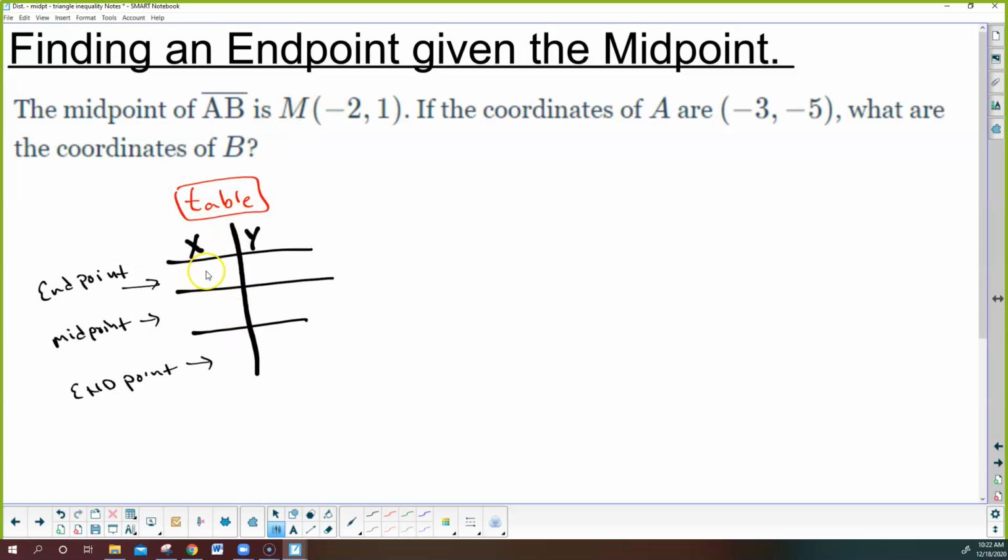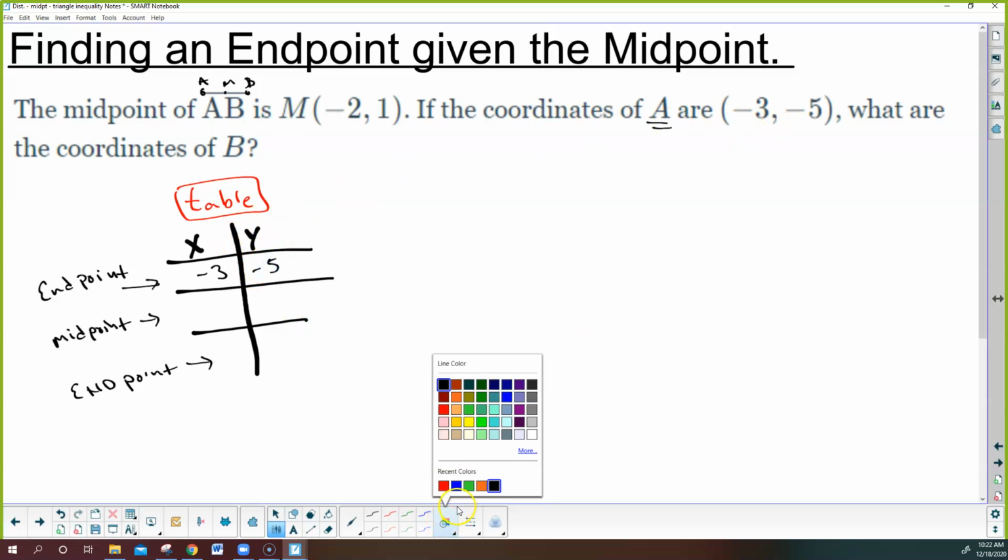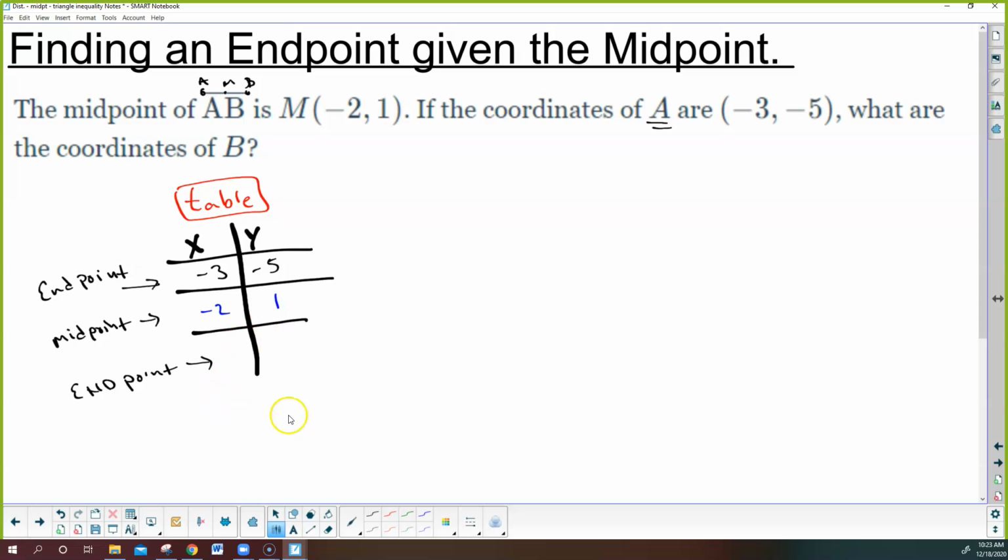Well, now, if I know that the point A, the endpoint, how do I know this is an endpoint? Because it goes from A to B, and M is right here in the middle. So if I wanted to draw a line, M would be in the middle. But A is the location -3, -5. All right. M is at the location -2, 1. And my job is to find location B. What is the endpoint?